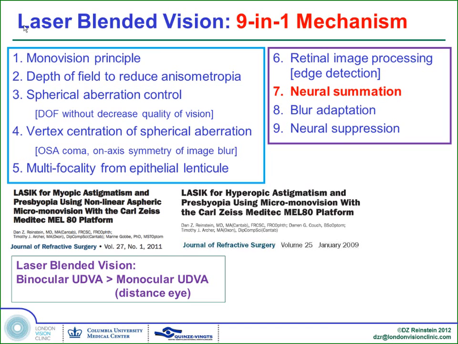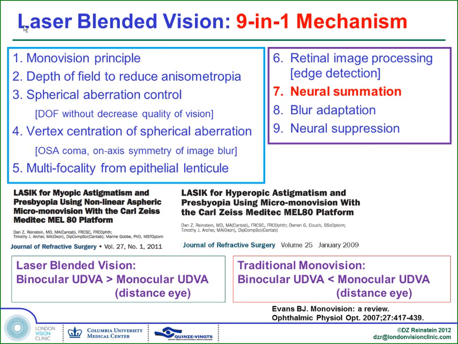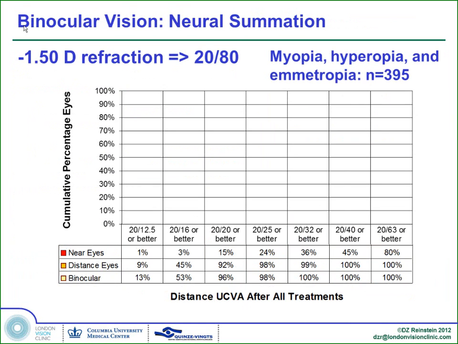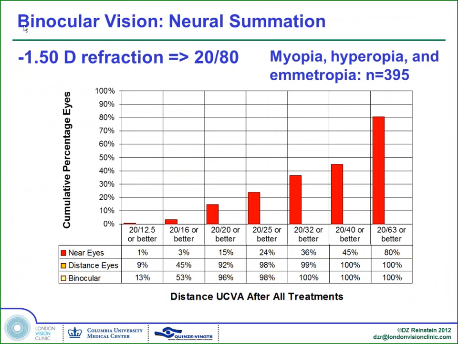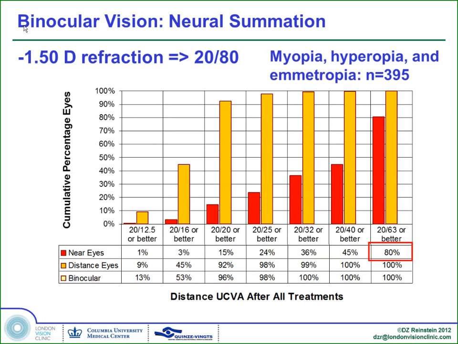Finally, the neural summation, the binocular elements of this. In blended vision, as we've published in our studies, the binocular uncorrected distance visual acuity is either the same or better than the monocular vision of the distance eye, which is in contrast to monovision, where it's usually the opposite. And if you look here at 395 patients for myopia, hyperopia, and emmetropia altogether, you see that 80% of them have 20/60 vision in the non-dominant eye.